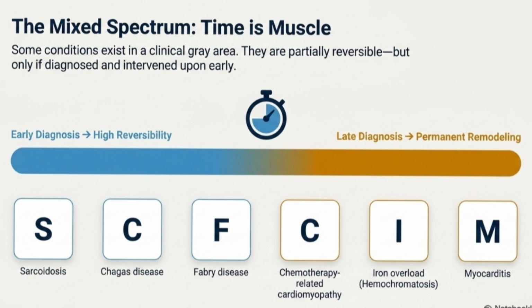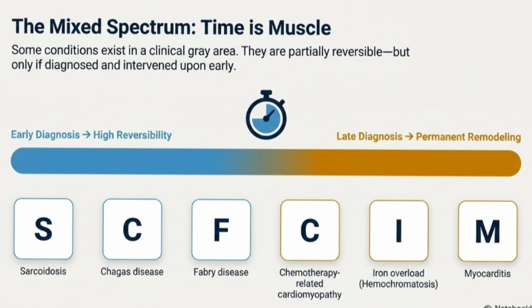Some conditions aren't strictly curable or progressive. They exist on a spectrum. As you can see moving across the timeline here, early diagnosis of these conditions gives you high reversibility. You can essentially pull the patient all the way back to baseline. But if you miss that window, well, a late diagnosis basically guarantees permanent structural remodeling. It crosses an invisible threshold from curable right into that progressive Group 2 category we just talked about.